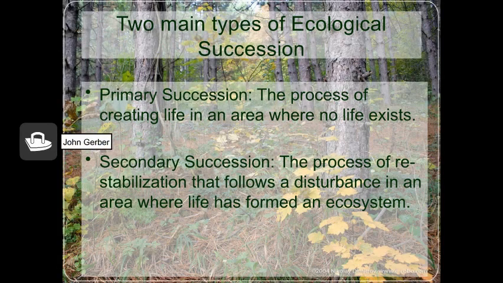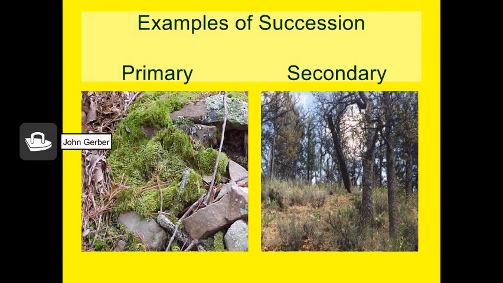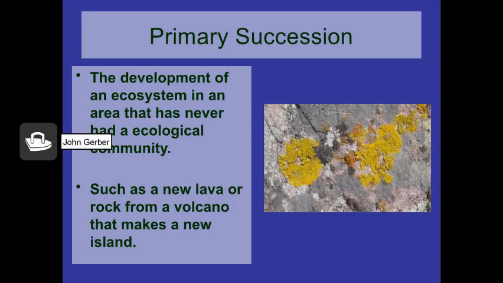Primary succession is a process of creating life in an area where no life exists and is relatively rare on this planet today. Secondary succession is a process of restabilization following disturbance and happens all the time. Primary succession can begin on bare rock. Secondary succession is initiated by a disturbance to an ecosystem, such as fire. Primary succession may be something as dramatic as a new volcano and lava flow, or as lichens beginning to grow on a rock.